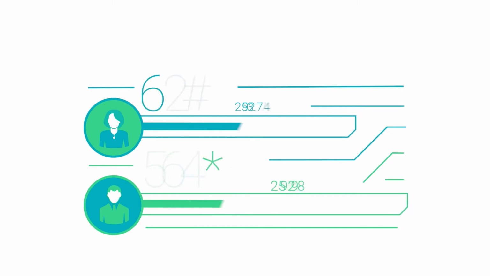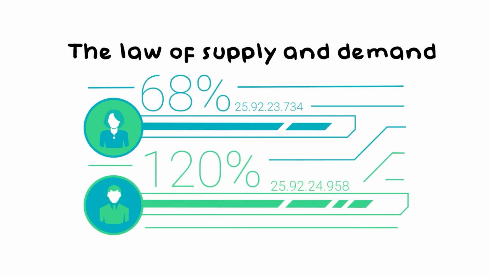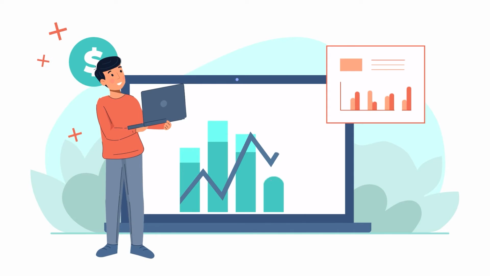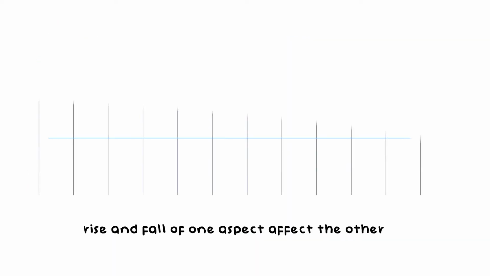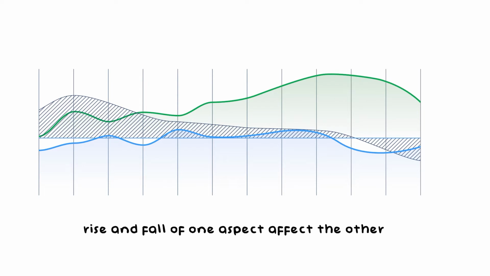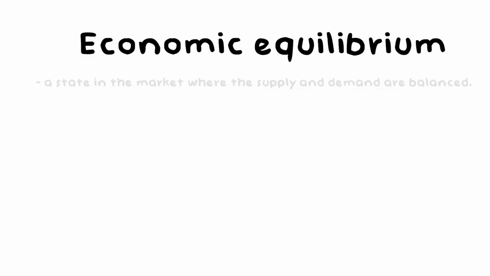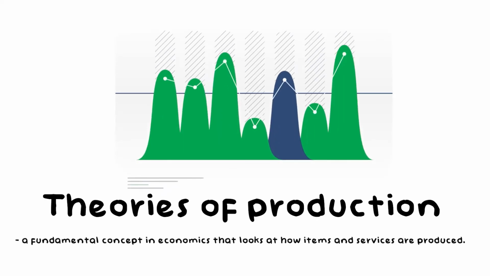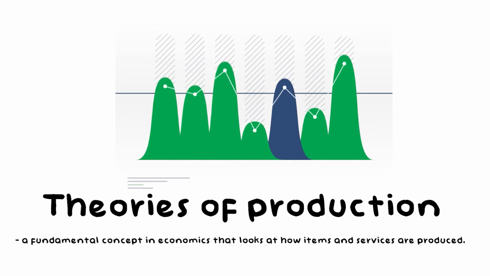A few primary facets of microeconomics are the law of supply and demand, the relationship between the demands of the buyers and the supplies of the seller or capitalists. The rise and fall of one aspect affect the other. Economic equilibrium, a state in the market where the supply and demand are balanced. Theories of production, a fundamental concept in economics that looks at how items and services are produced.